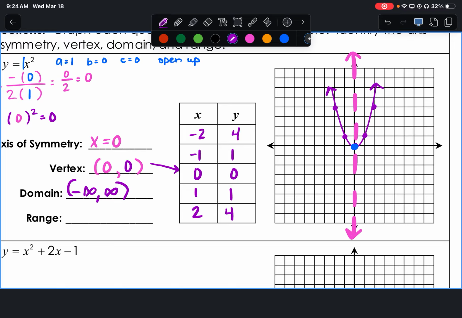Does this graph stop going down? Yes. Where is the lowest it goes? 0. Does this graph ever stop going up? So what's the highest it goes? And then for 0, I put a bracket, and for infinity, I do a parentheses.